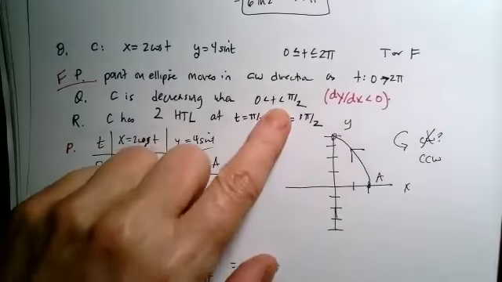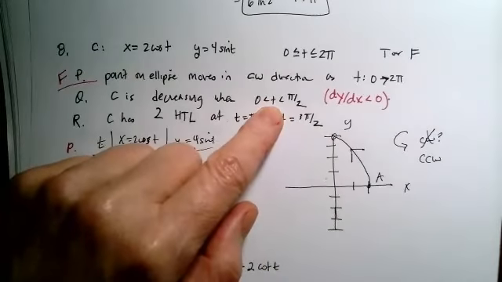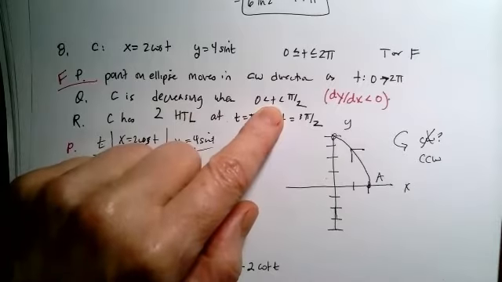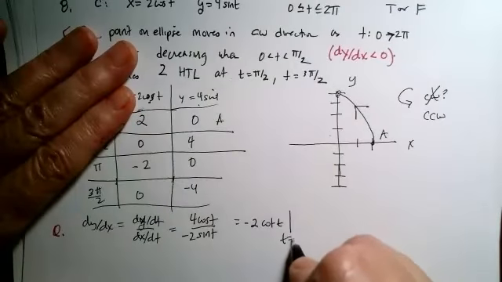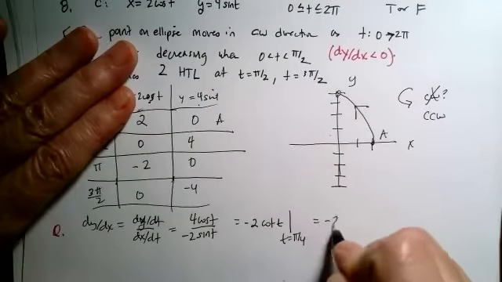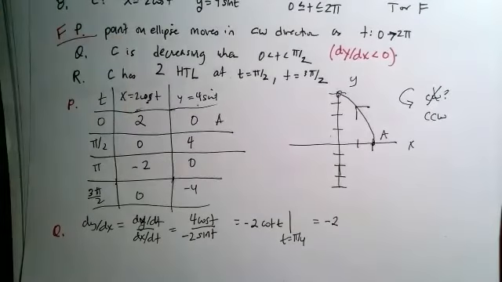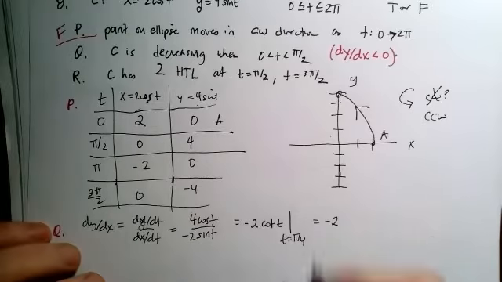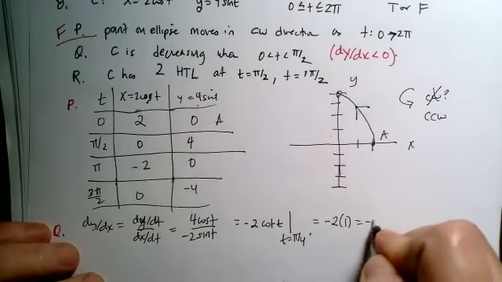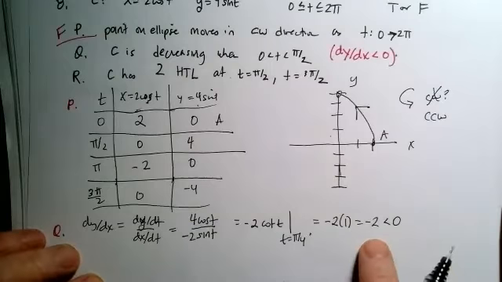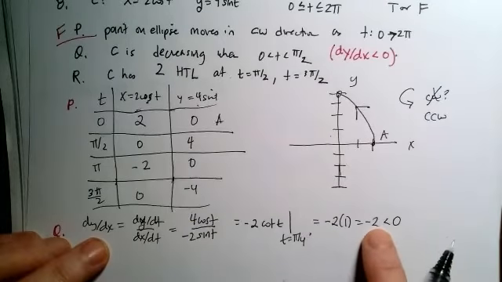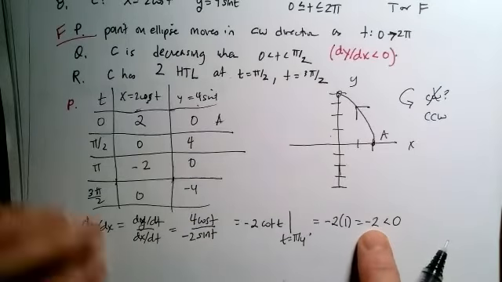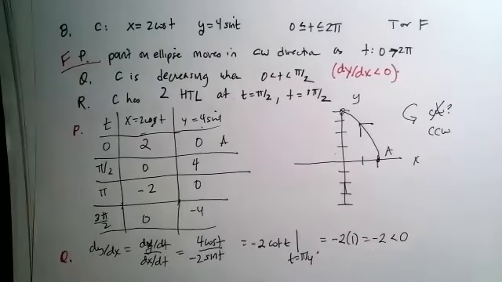Okay, and let's just pick a value in between these two. I'm going to evaluate at t equal pi over 4. And that's going to give us -2 times 1, which is -2, which is less than 0. So are we decreasing when the first derivative is negative? Is Q true or false? It's true.